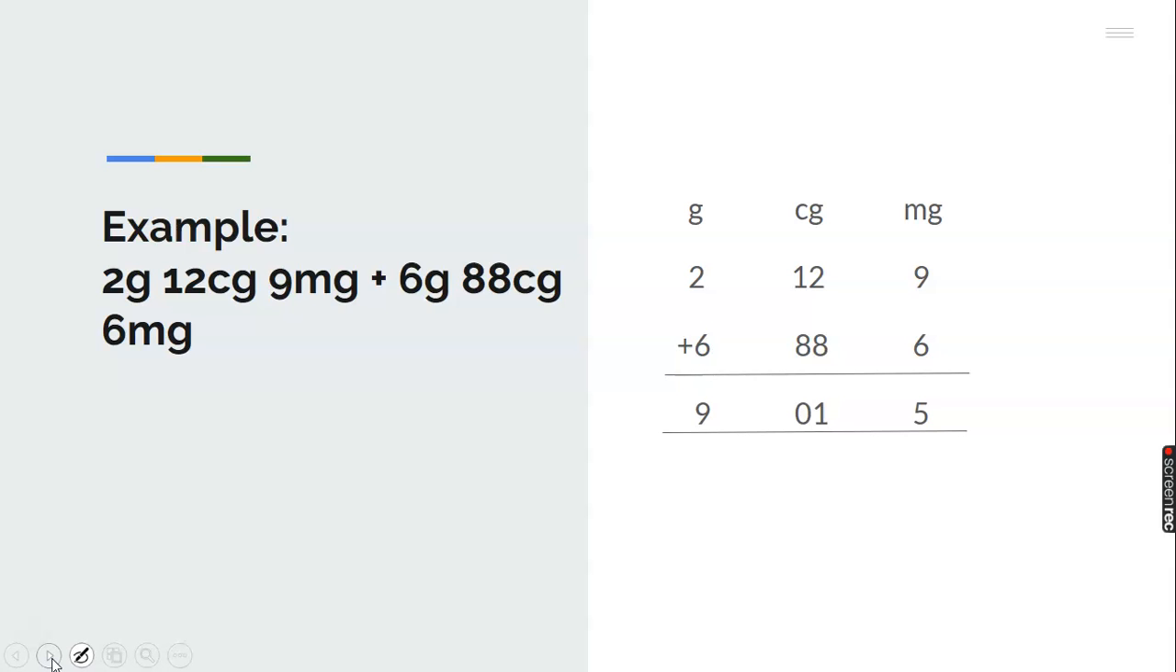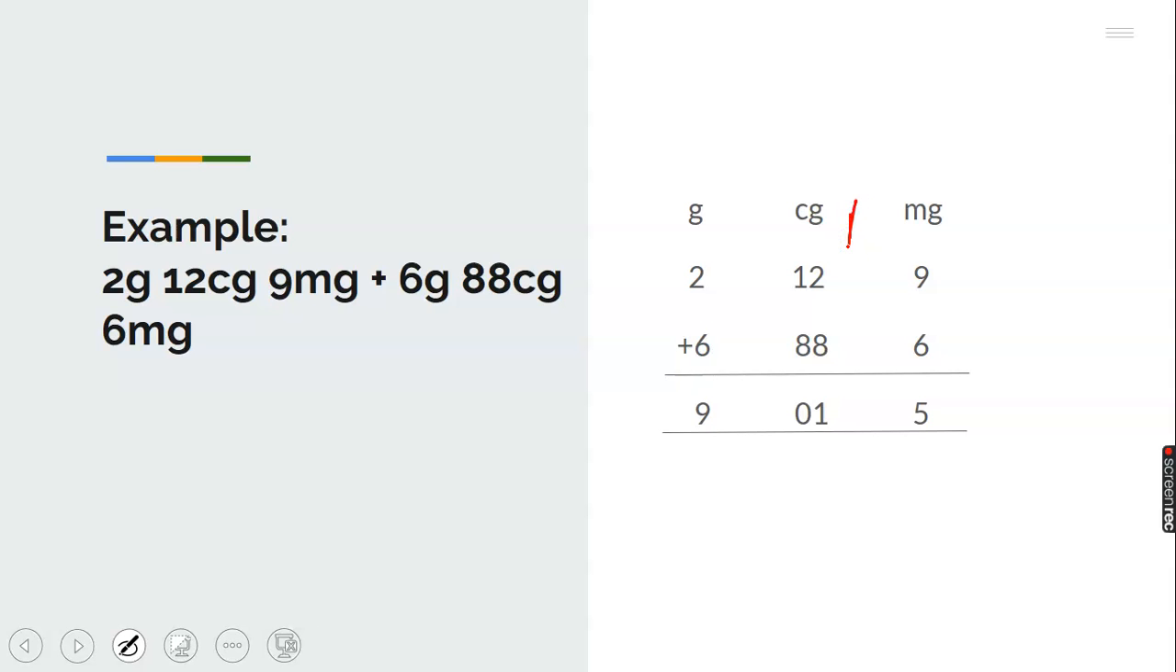We have milligram and we have centigram and we have gram. Remember, bigger to smaller, smaller to bigger. Now, 9 plus 6, that will give you what, boys? It's going to give us what? 15. We'll put down 5 and we should carry what here? 1.